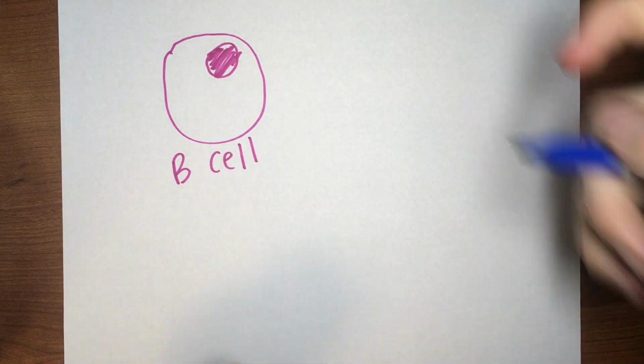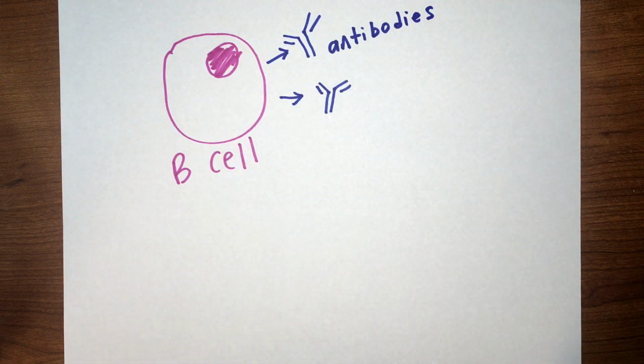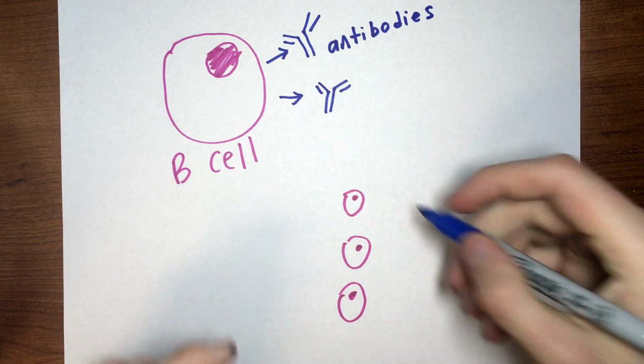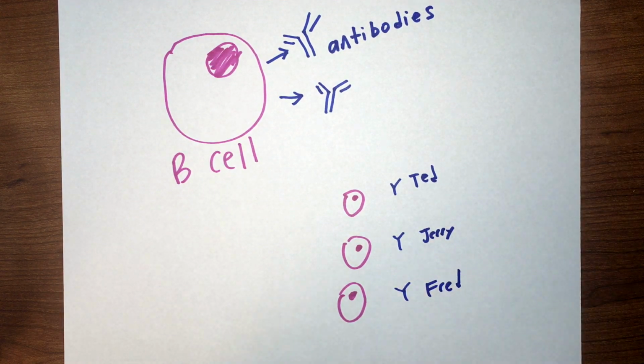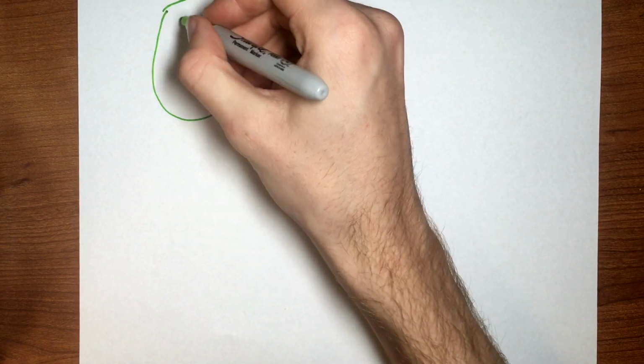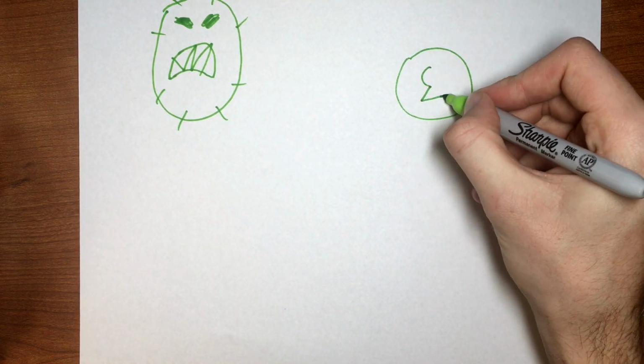B lymphocytes, or B cells, are immune cells responsible for producing antibodies. Each B cell produces a unique antibody, which is very important for proper adaptive immune function. A helpful analogy for the relationship between an invading pathogen and an antibody could be a lock and a key.